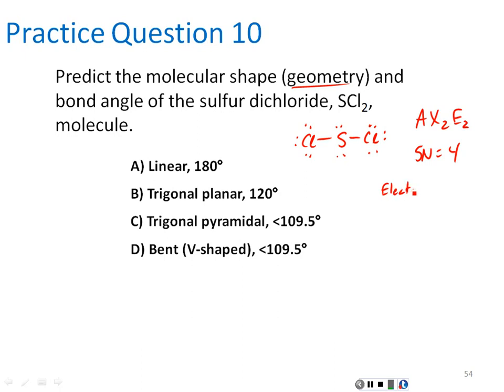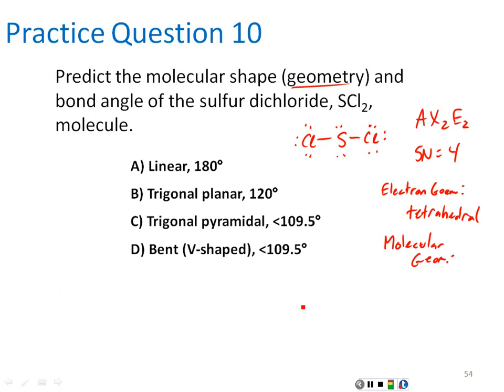The electron geometry with a steric number of 4 would be tetrahedral. And the molecular geometry, when you have a steric number of 4 but 2 lone pairs, what does this become? Well, if you remember, water is a similar molecule. Water has a bent molecular geometry.